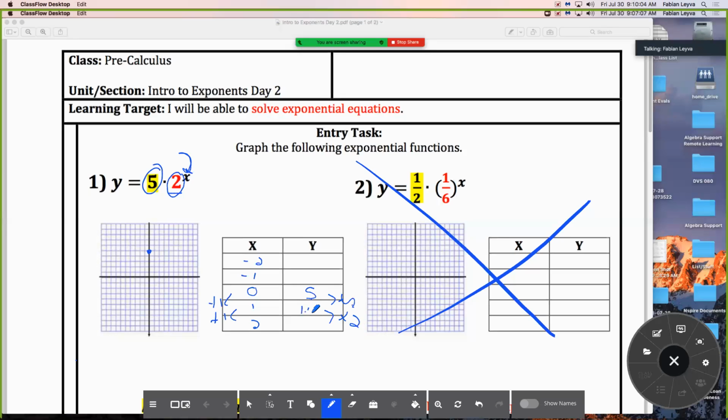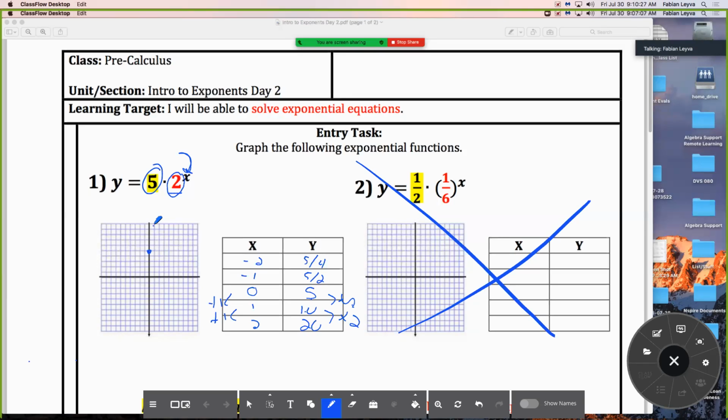5 times 2 is 10. 10 times 2 is 20. Now working backwards, the opposite of multiplying by 2 is dividing by 2. So to figure out my next value going the opposite direction, 5 divided by 2 is just 5 over 2. 5 divided by 2 divided by 2 is just 5 over 4. So you can see here that I have a really quick table of values. Now all I have to do is graph them.